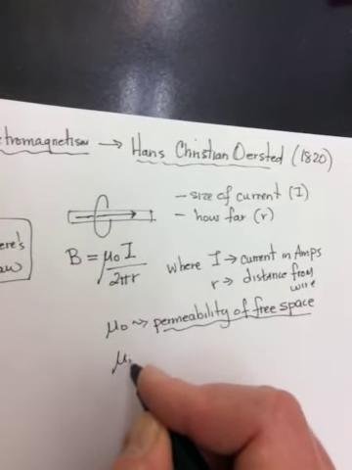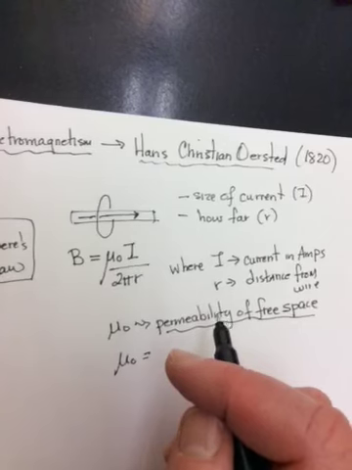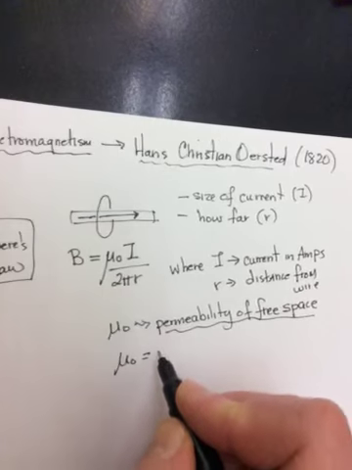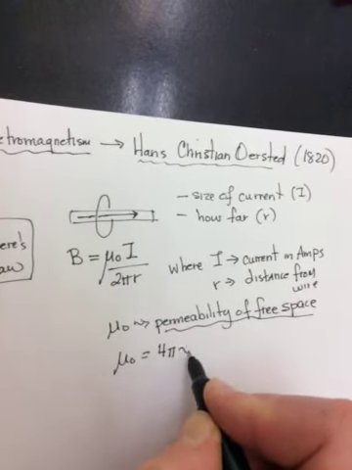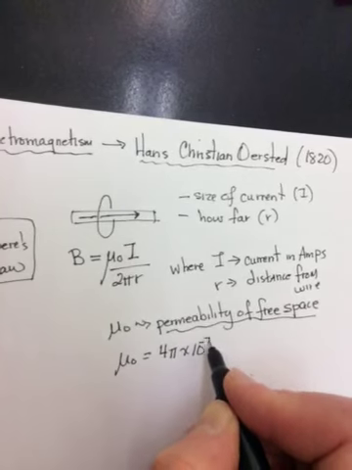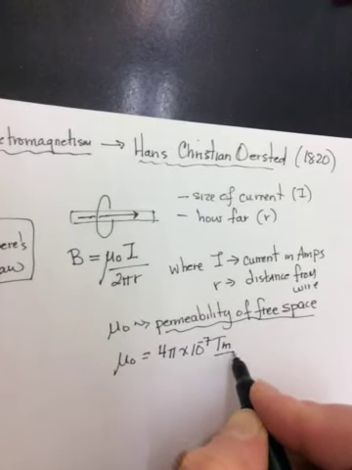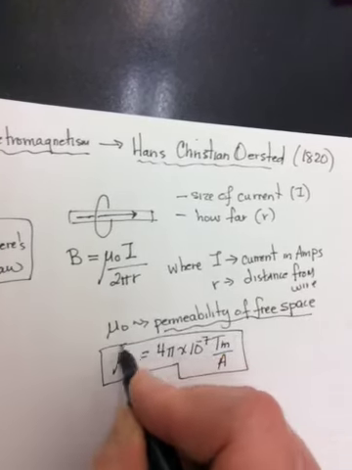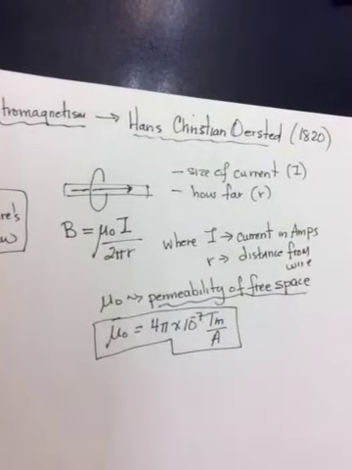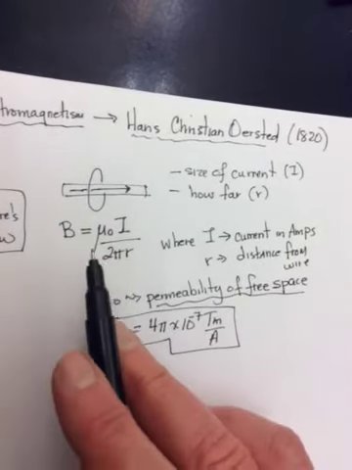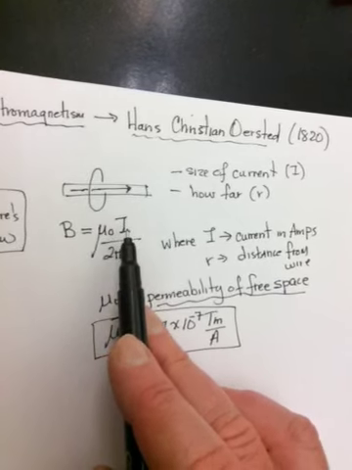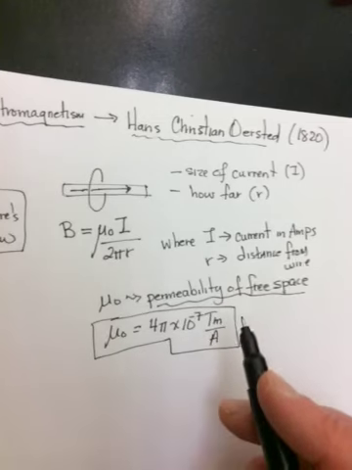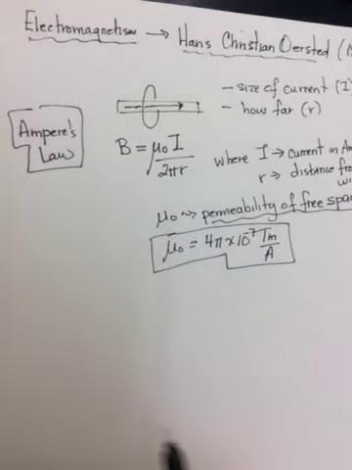Okay, and so mu O is a constant because it's for how well a magnetic field will move through air. Really is free space. And it's equal to 4 pi times 10 to the negative 7 Tesla meters per amp. Isn't that nice? Okay, so this is the constant. 4 pi times 10 to the negative 7 Tesla meters per amp. So when you look at the units, this will be Tesla meters per amp, this will be amps, this will be meters, and so the meters and the amps will cancel and you'll be left with Teslas. Okay, maybe let's do an example.